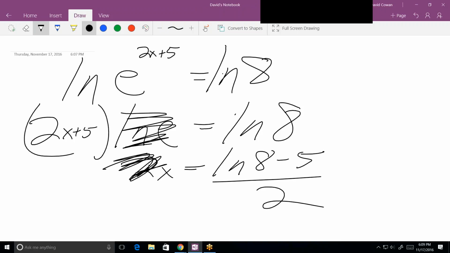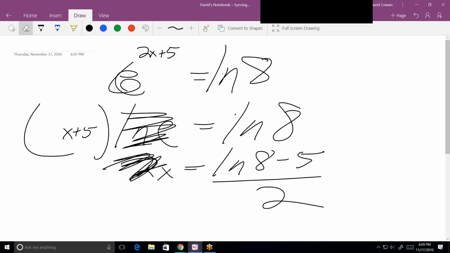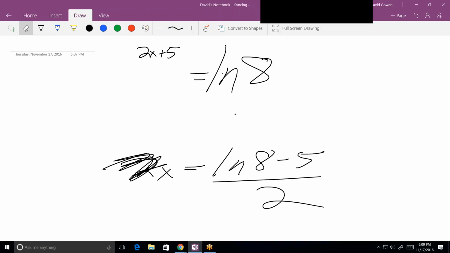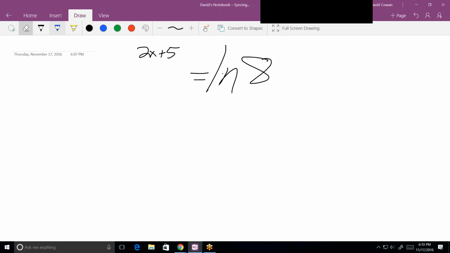And I would use natural log regardless of whether that was e or not. Okay. In other words, let's say that was base 6. My equation was this: I've got 6 to the 2x plus 5 power equals 8. I still have to take the log of both sides, and some people might be tempted to take the log base 6 of both sides, but it doesn't save you any time or steps. Just always take the natural log of both sides.